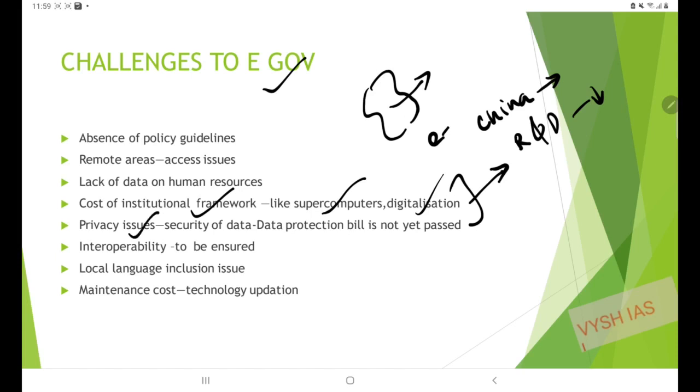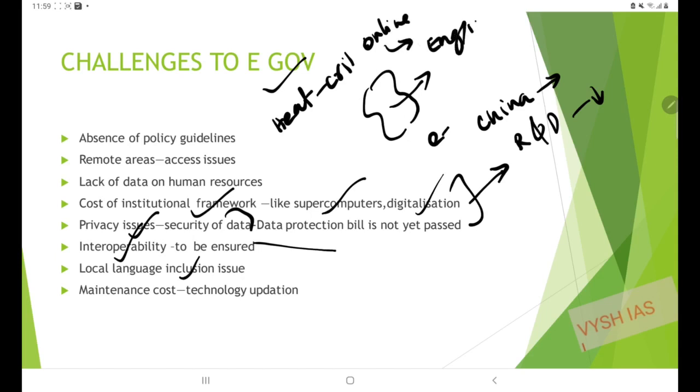Then next is the privacy issues. I have already talked about the data protection bill, which is a debatable issue, and security of data is a public trust matter, because health information is critical data and needs to be protected. Then next, interoperability issues are there. Then next is local language inclusion. Wherever we go in online services, we get services mainly in English and Hindi, but there are many other people who don't know English or Hindi. So actions should be taken to incorporate all the other languages, so that we can bring in language inclusivity.